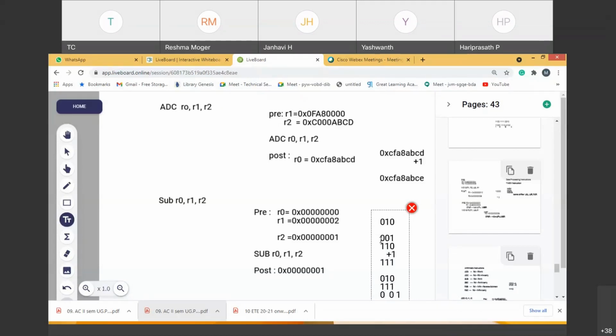Correct. So now carry is 1. So what I did, I hope you understood. I have taken the first number as 2 as it is, nothing I did. I have taken the second number 1. 1 I represented as 001. I have taken the 1's complement and added 1, which means I made the 2's complement. The 2's complement number is 111. That 111 I have taken and added to the first number, that is 010, which is 2.